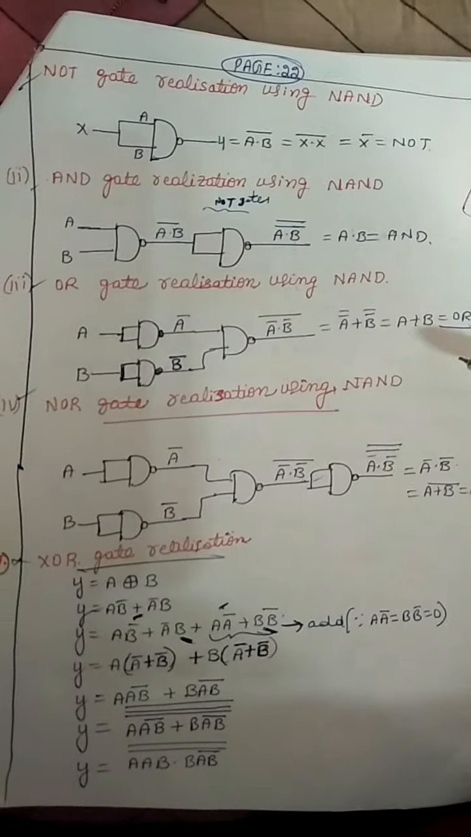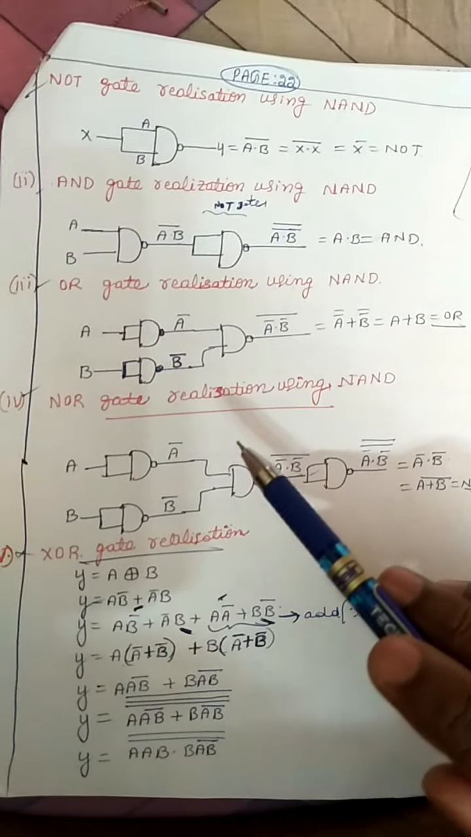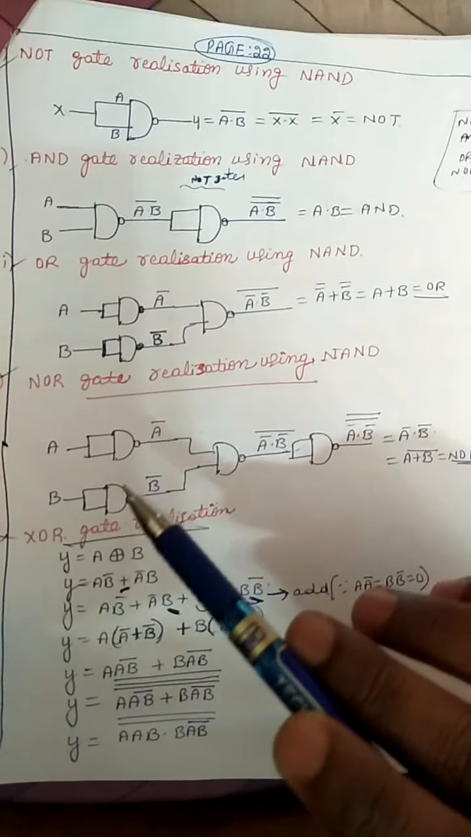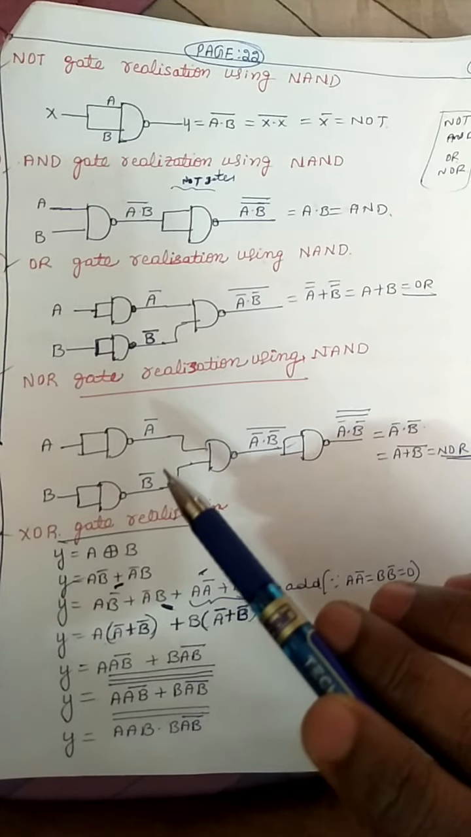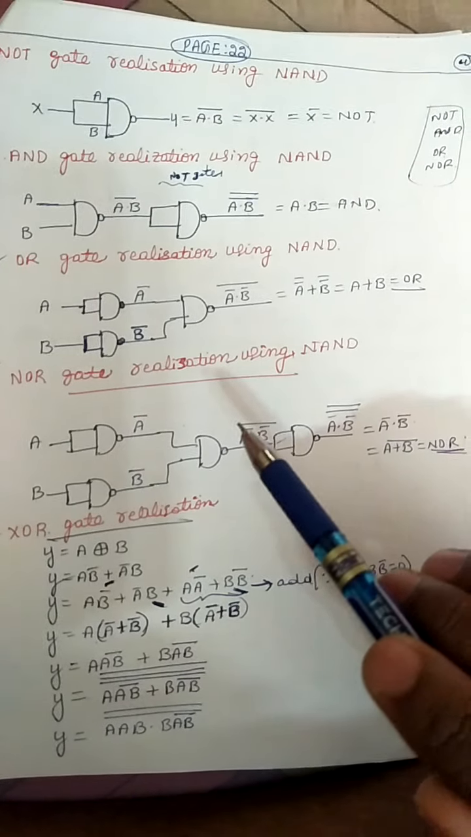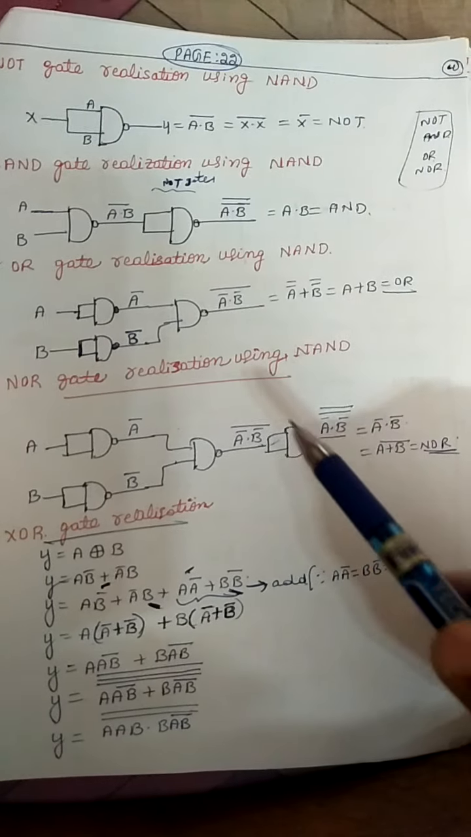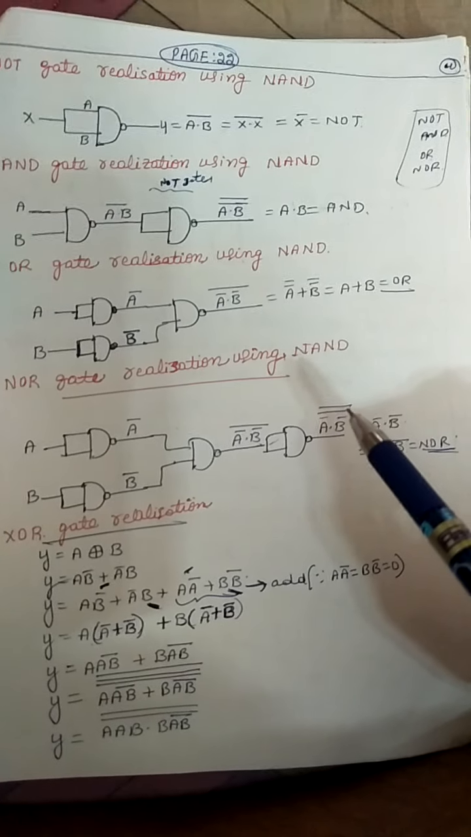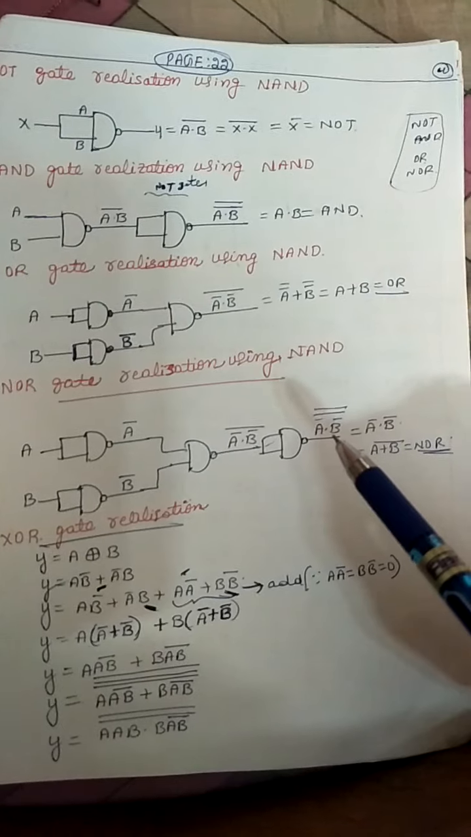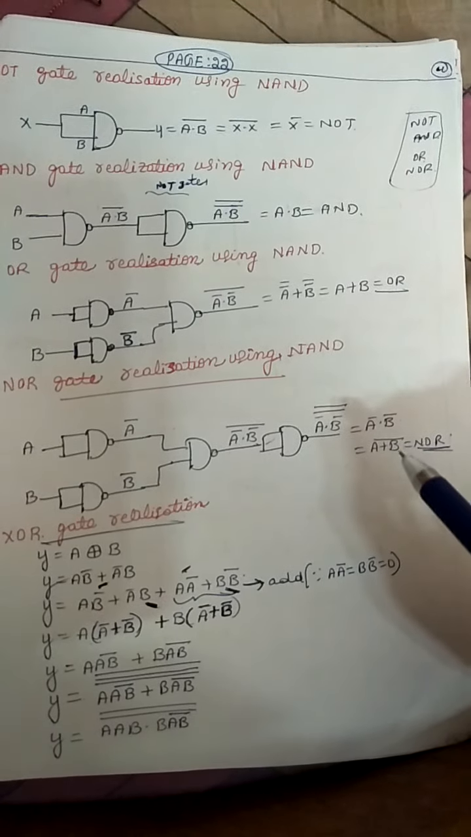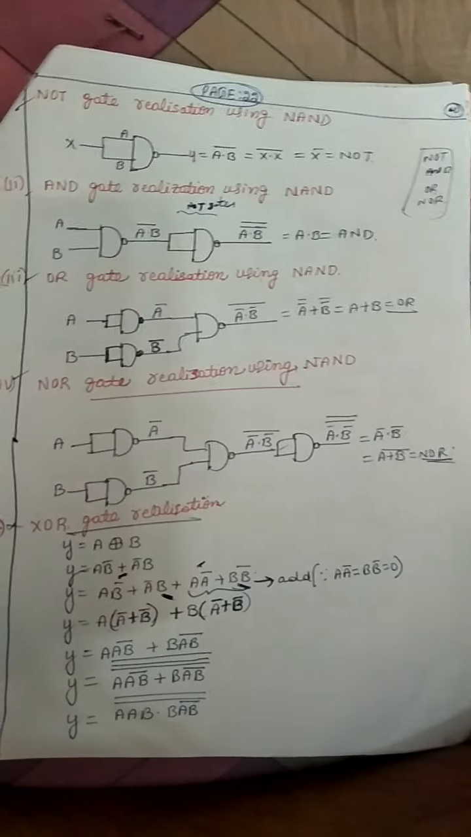In the similar way, realize NOR gate using NAND gate. This is one NOT gate, A bar, this is the other NOT gate, B bar. So A bar dot B bar whole bar. This is a NOT gate, another bar will appear here, so both the bars will cancel each other. We are left with A bar dot B bar, nothing but A plus B whole bar, that is NOR gate.